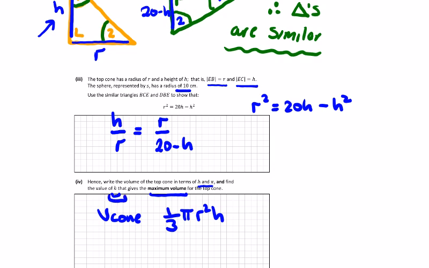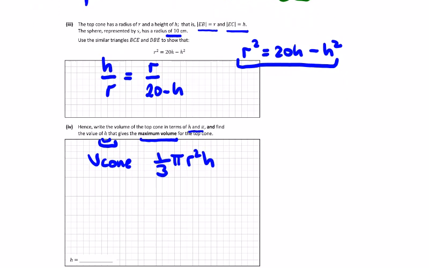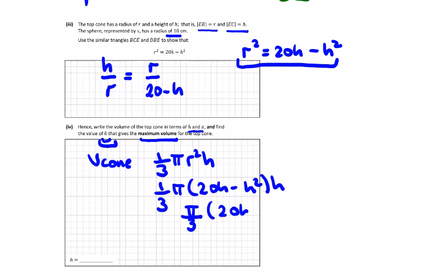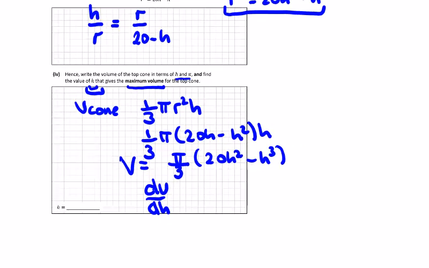We want it in terms of h, and we have r here in terms of h, and in fact we have r squared. So it's 1/3 times pi times r squared, which is 20h minus h squared, times the other h, and may as well multiply it out. We're going to get pi over 3 times 20h squared minus h cubed, and this is volume. So dV/dh, let it equal 0, and we'll get the max value for h.